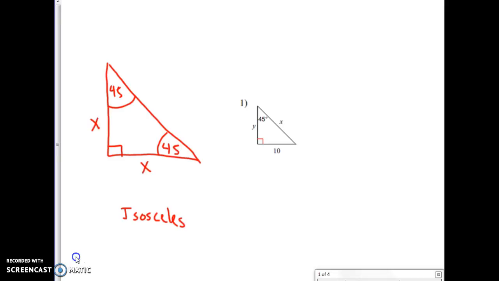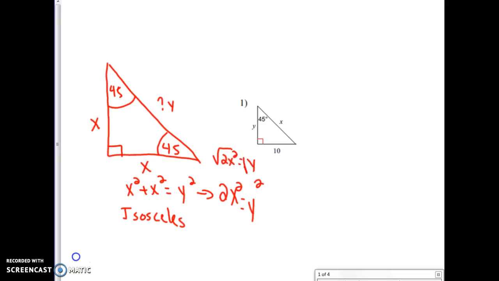Now, if I just use the basic Pythagorean theorem, I know that if I wanted to find out what that side is, knowing that both of these are x's, I could do x squared plus x squared equals, in this case, we'll just call it y squared. Now, when I combine like terms, I end up with 2x squared equals y squared. Okay? When I square root both sides, I'm taking the square root of 2x squared and the square root of y squared, which makes y equal to x square root of 2.